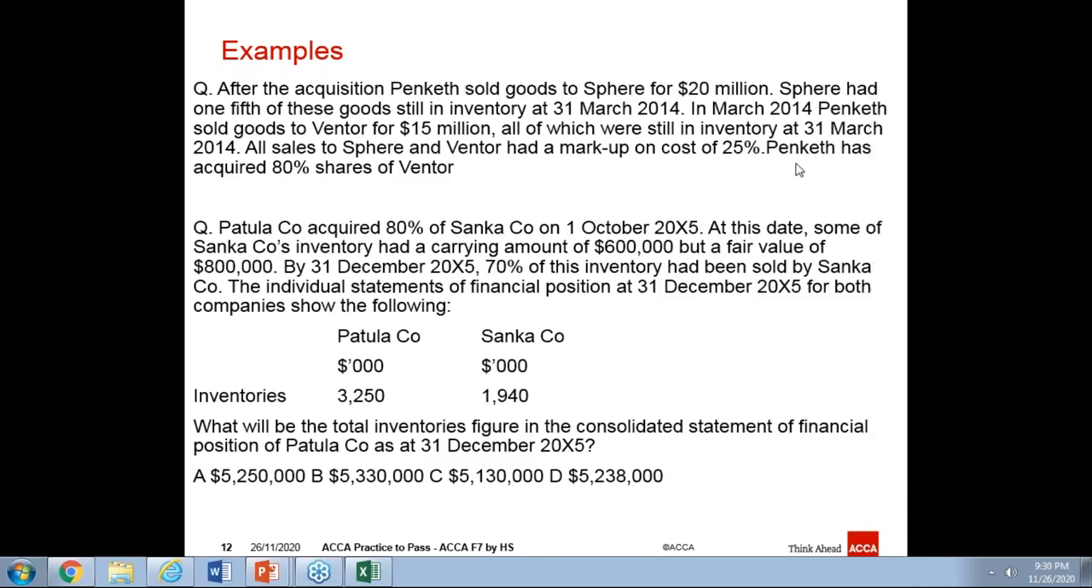So let's start the question. Some of the Sanka inventory had a carrying amount of 600 and a fair value of 800,000. So that means that there is a fair valuation adjustment in the inventory. And at the year end, Sanka has sold 70% of the stock, so it remains only 30% of the stock. So 60 plus 3250 plus 1940.